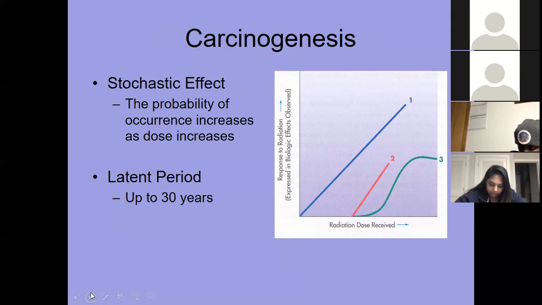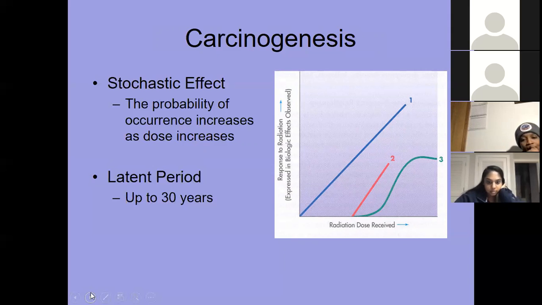So since cancer is a stochastic effect, we consider it to be still non-threshold, despite what I've just said. The dose-response relationship is still considered to be linear non-threshold, although again, some say linear quadratic non-threshold or non-threshold. And the latent period for cancer induction is up to 30 years. So a radiation exposure today might cause cancer up to 30 years from now.